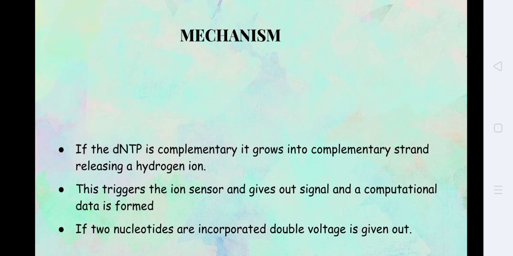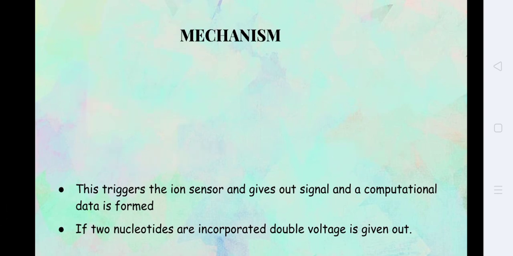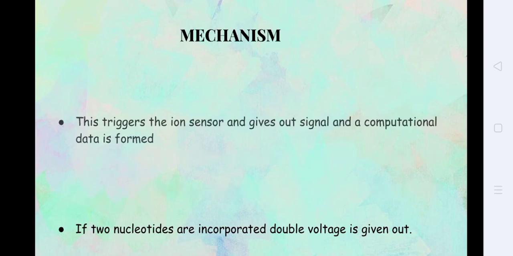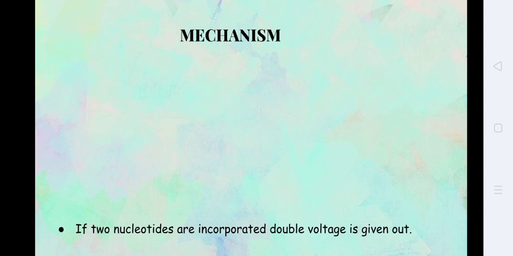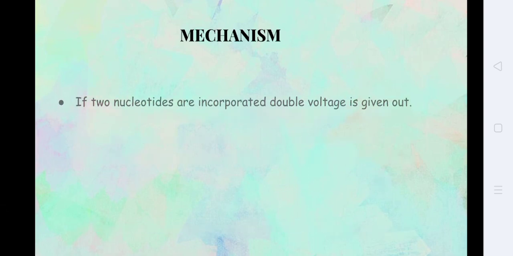This will form a complete GC base pair, and this will release a hydrogen ion. This hydrogen ion will trigger the ion sensor and will give out a signal, and computational data would be formed. If two nucleotides are incorporated, then the voltage given out will be double.